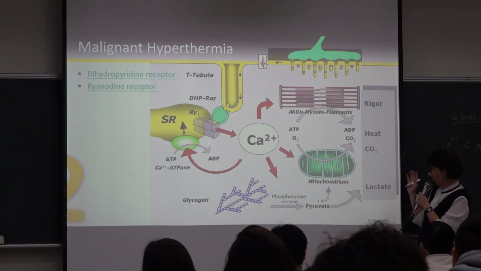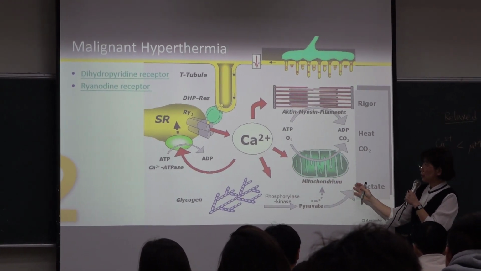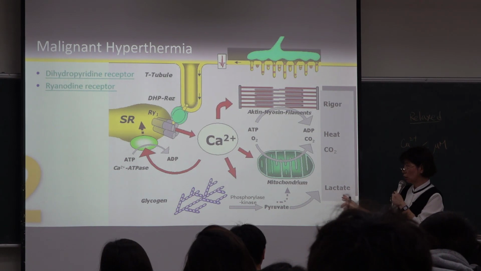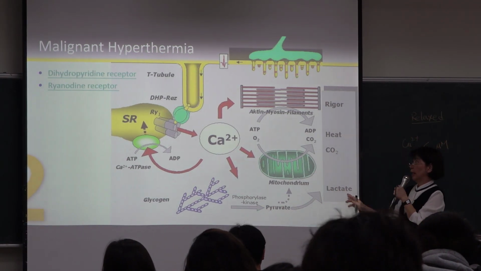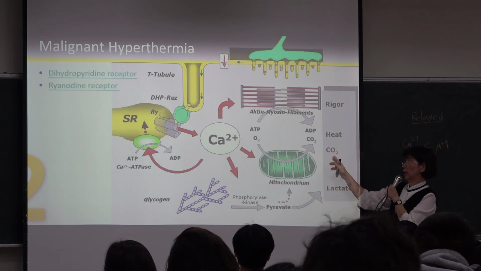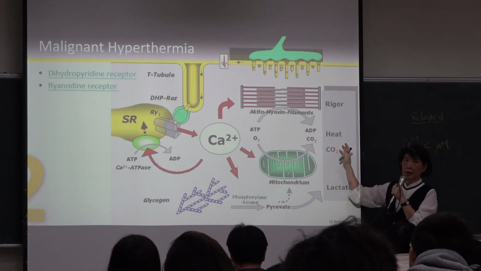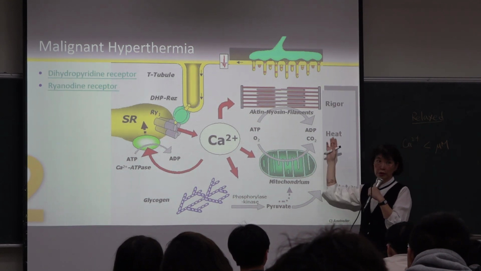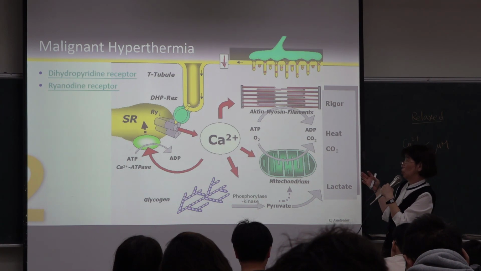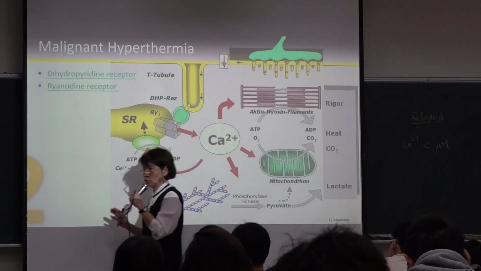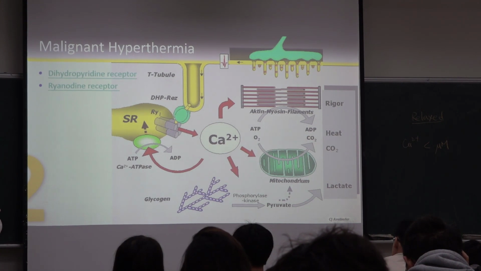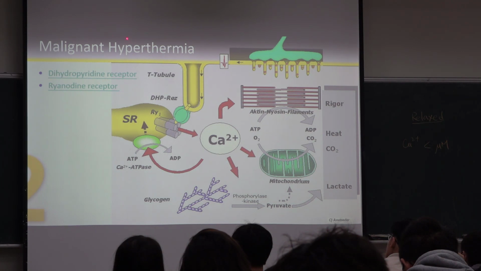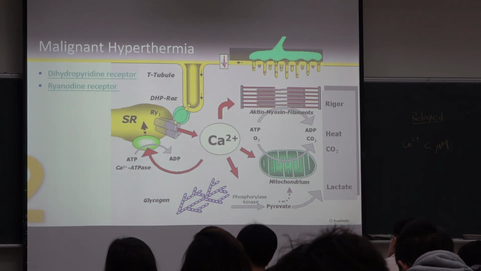It will also produce, in the absence of enough oxygen, 会变成无氧呼吸. Okay, so it will generate lactate, 乳酸, and also produce a lot of CO2 and heat. The muscle tissue cannot cope with all this amount of contraction. So it will cause cell damage and body temperature increase without control. It cannot control, results in malignant hyperthermia. Okay, 体温可以高到40度.